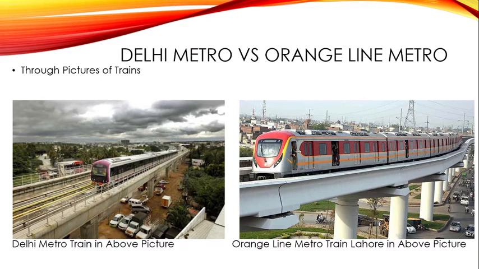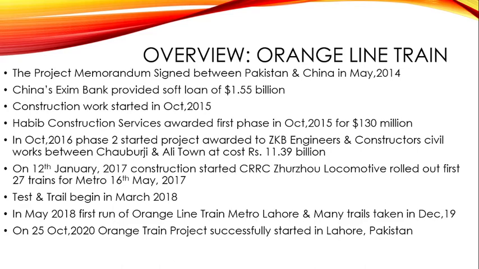The railway moves like a railway, but this train moves above the ground. That is why it is called a sky train. And we move to the next slide. Now we can see the Orange Line train.